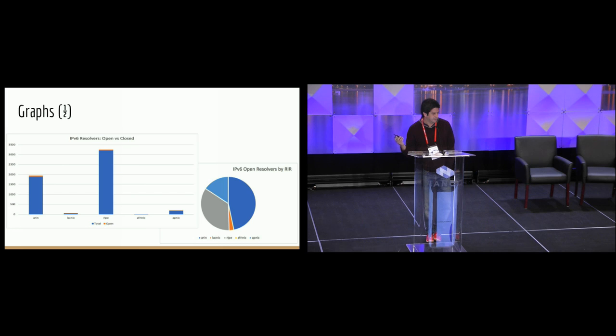Let's talk one more time about ARIN, since we're in the ARIN region. In the leftmost bar chart, you can see in the blue line the total number of servers that we have found, and the orange line more or less shows the DNS servers that were open in some way. Okay, it is allowed recursion.